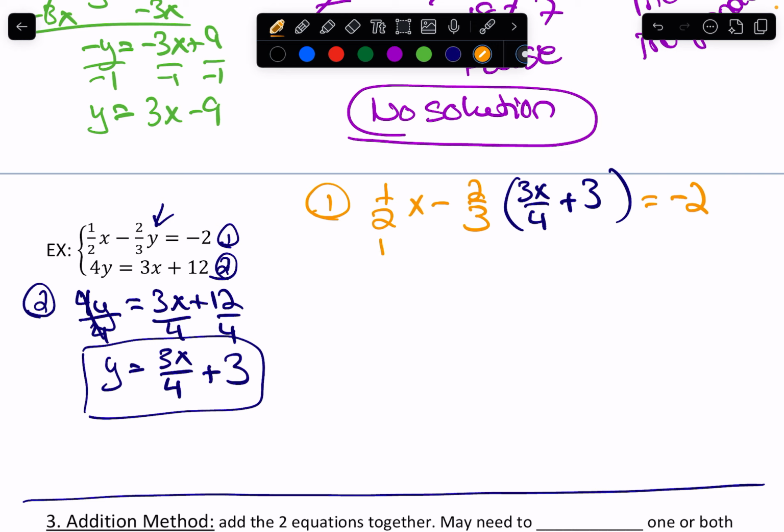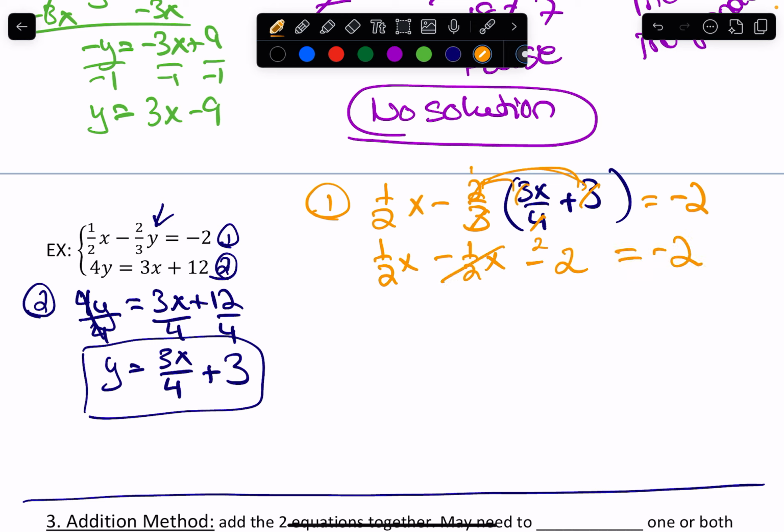Okay, so half x, we're distributing here. 2/3 times 3x over 4. The 3's are going to cancel out, and when we're multiplying by these, we can divide by 2, that becomes a 1, and 4 divided by 2 is a 2. So we get half x. Then we distribute it to the 3. Again, the 3's cancel each other out, and we end up with -2, and this equals -2.